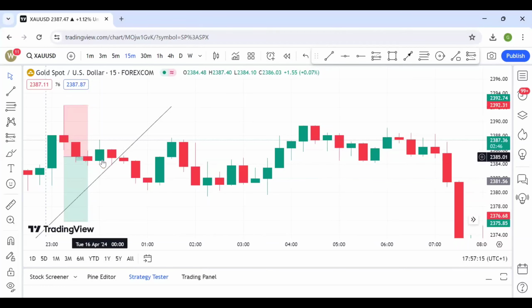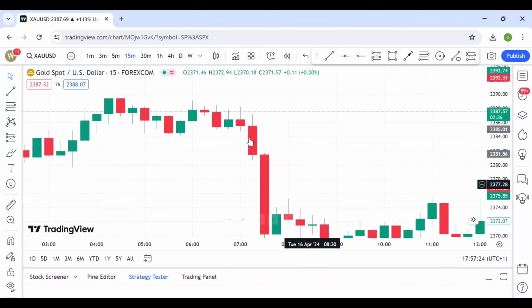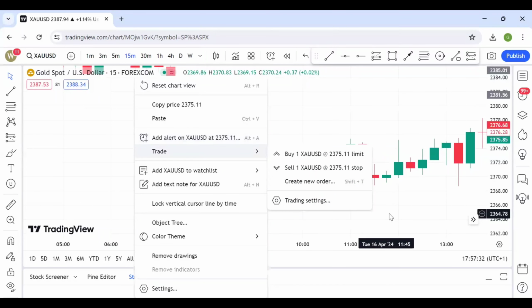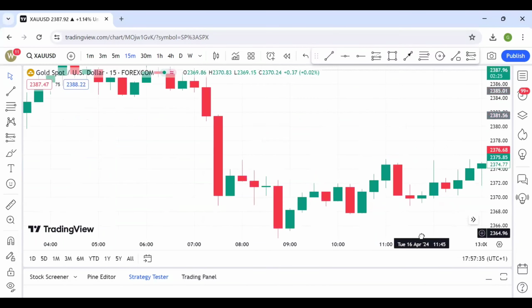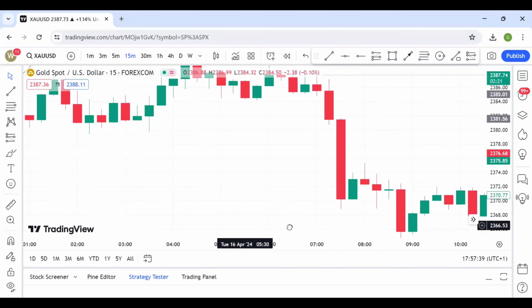Now look at the whole consolidation, the whole noise here. Look at what the market finally did. It started coming down gradually, from here to this point. Now let's look at how many pips in profit.